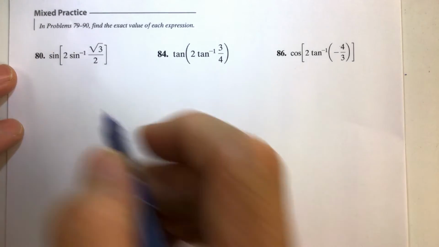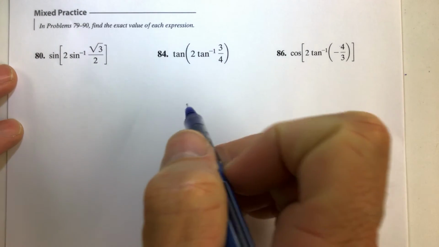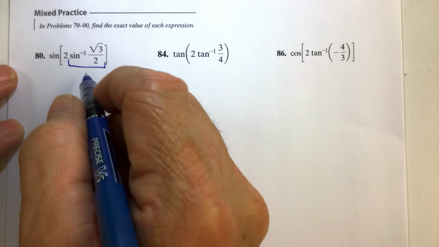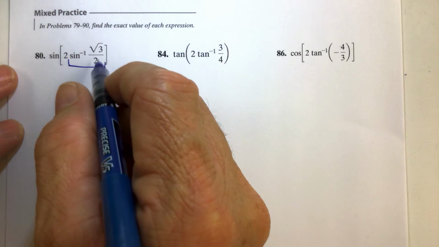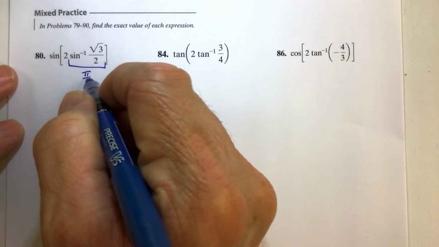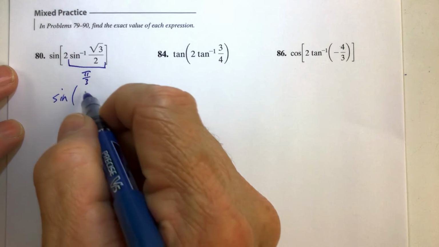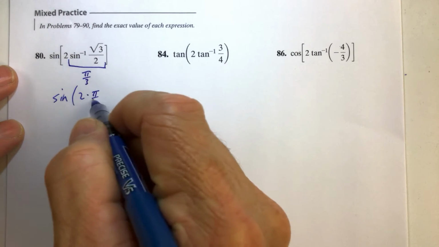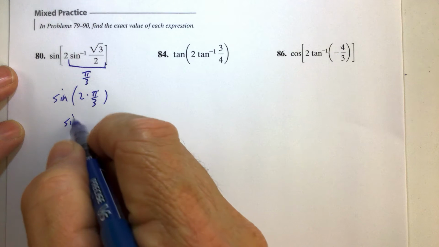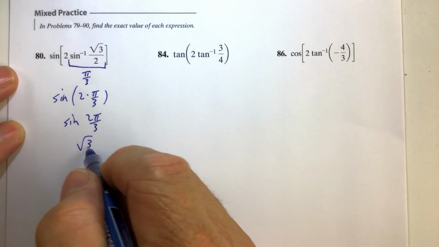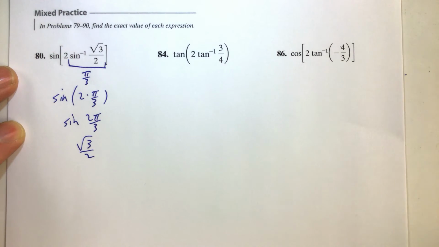So we get some extra practice with some inverse trig. All right, so inverse sine of rad 3 over 2. So the inverse sine, the sine of what is rad 3 over 2? Well, that's pi over 3, right? So what we're trying to figure out here is what is the sine of 2 times pi over 3? All right, well, what's the sine of 2 pi over 3? Well, the sine of 2 pi over 3 is rad 3 over 2. No big deal. Maybe you try this one.